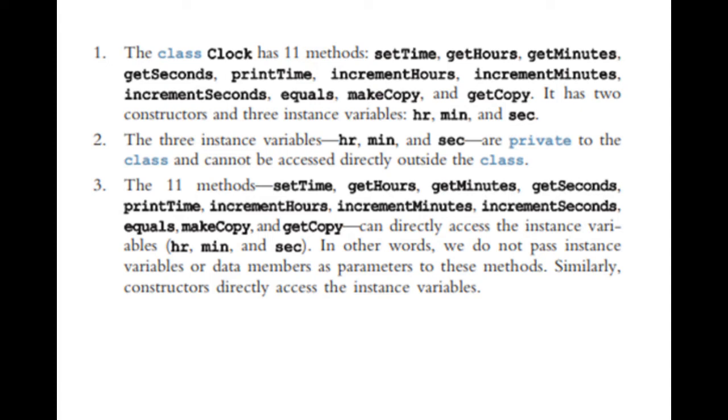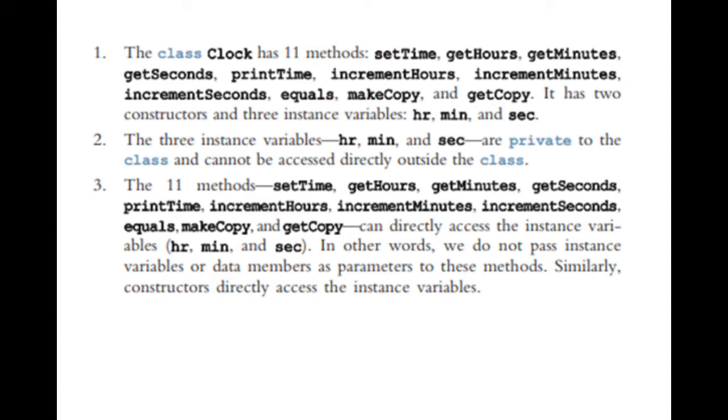The class Clock has 11 methods: setTime, getHours, getMinutes, getSeconds, printTime, incrementHours, incrementMinutes, incrementSeconds, equals, makeCopy, and getCopy. It has two constructors and three instance variables, hr for hour, min for minute, and sec for second.